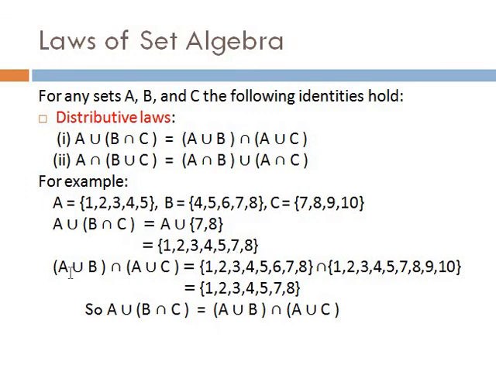Now the right hand side, (A union B) intersection (A union C). First find the two bracket parts. The first is A union B, which is all elements of A and B, so 1 to 8, and A union C is all elements of A and C, that is 1 to 5 and then 7 to 10. So the intersection between these two is 1 to 5 and 7, 8. So our left hand side equals the right hand side.